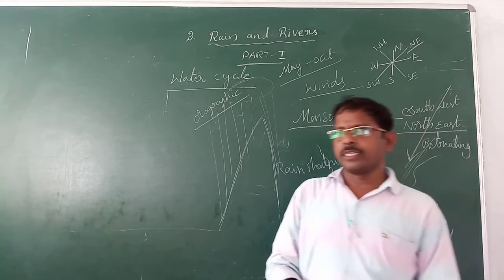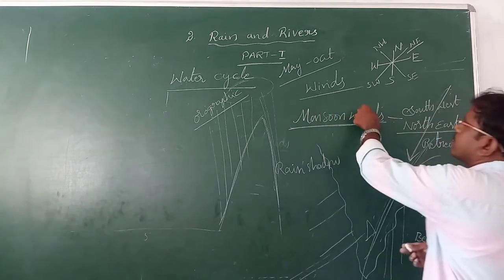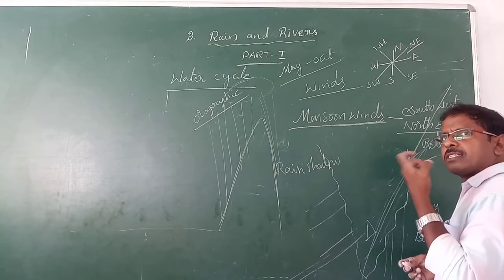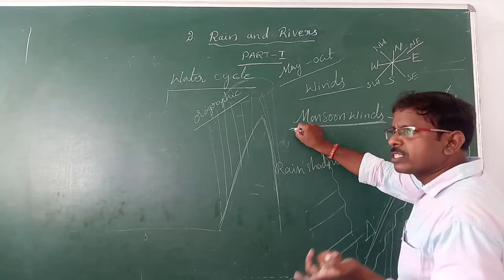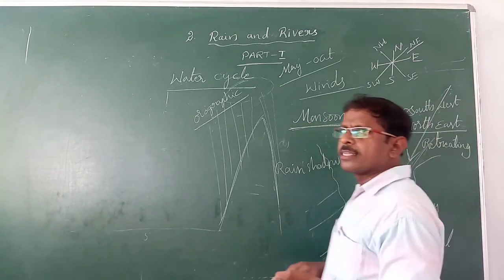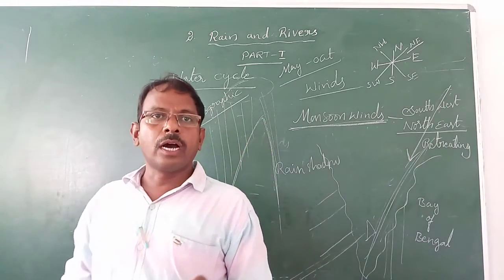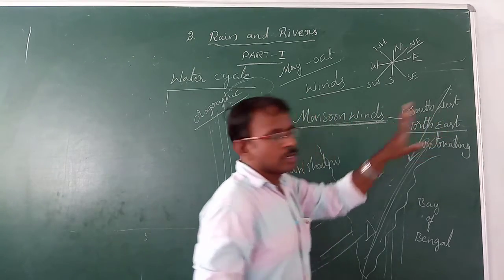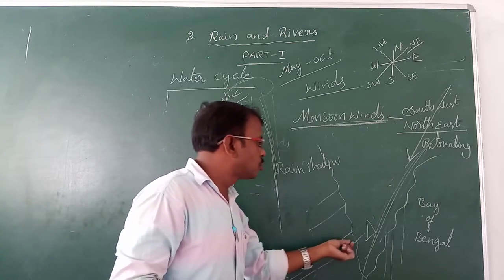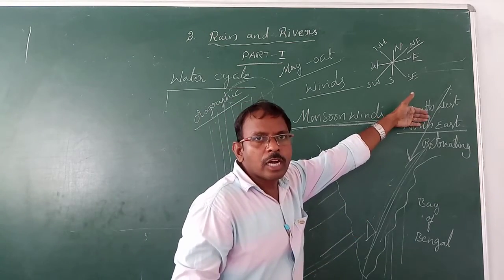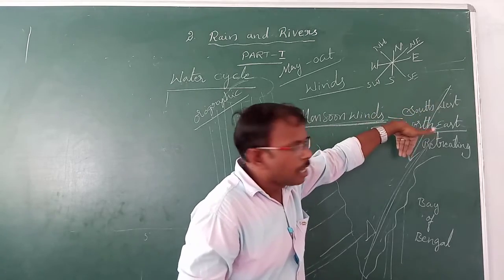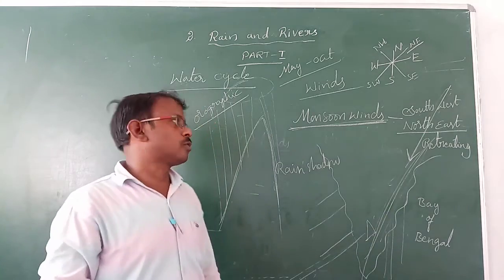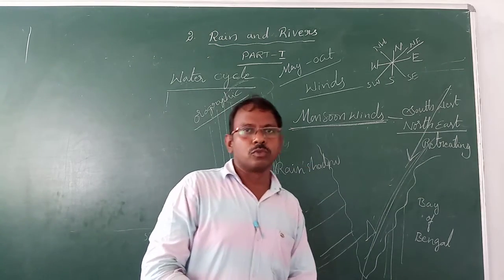So here, my dear students, you have understood the types of winds which take clouds and cause rain. Those winds which cause rain are called monsoon winds. In our India, two types of monsoon winds are there: southwest monsoons and northeast monsoons. Southwest monsoons are in summer, June to October. Then during October, the southwest monsoons reverse and change into northeast monsoons, and they cause cyclones also. This is about monsoons.